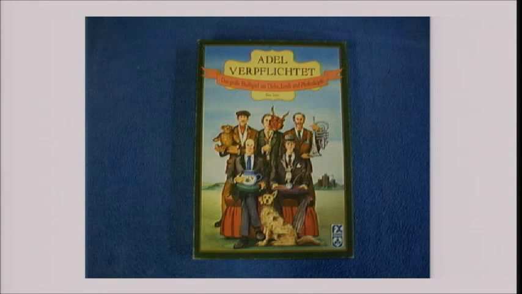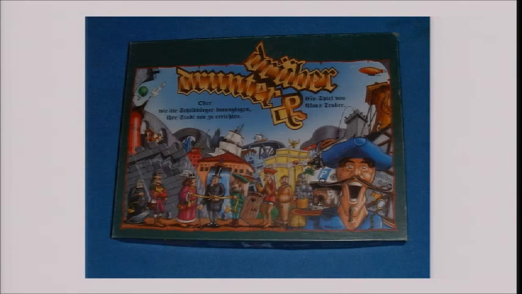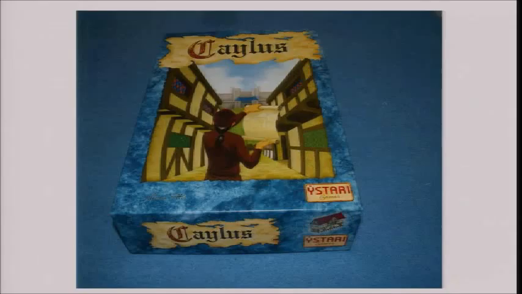His second game, of course, later, that we all know, is Settlers of Catan. But in between, he had two other games of the year, so you see he was really quite a good designer. One was Adel Verpflichtet, and the other one was Drunter und Drüber, which was Hans im Glück's first game of the year. And so we have arrived at Settlers.